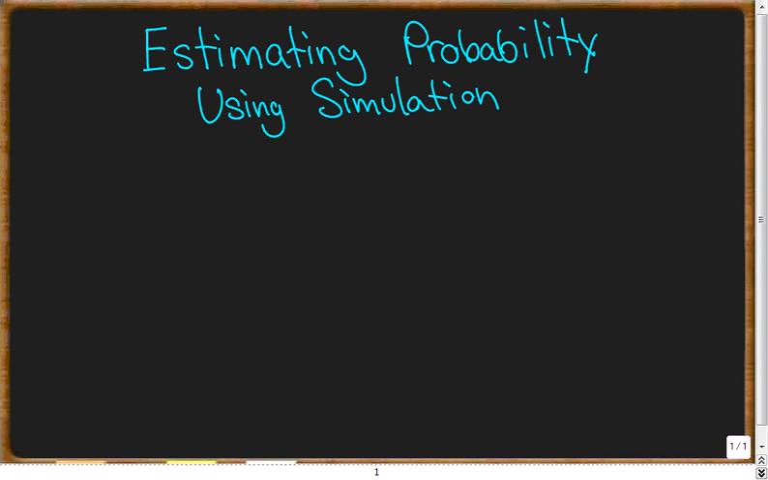Okay, we're going to talk about estimating probability using simulation. This is a pretty simple concept. Generally, you'll have some sort of problem or some sort of chance outcome that you want to look into. Let's say the chance of having a boy or a girl, if you're going to have a child.